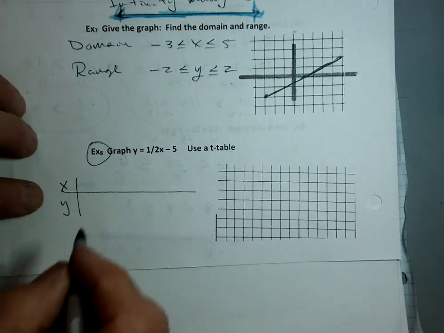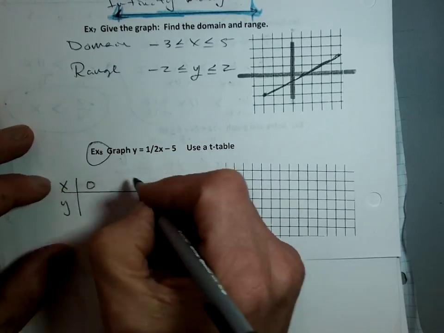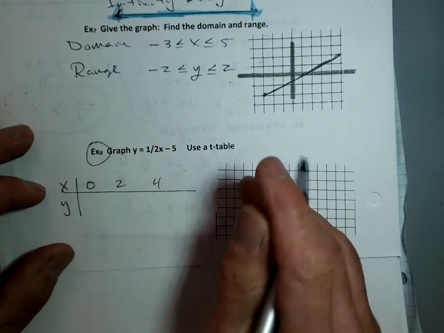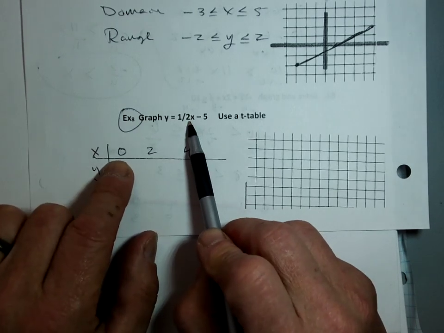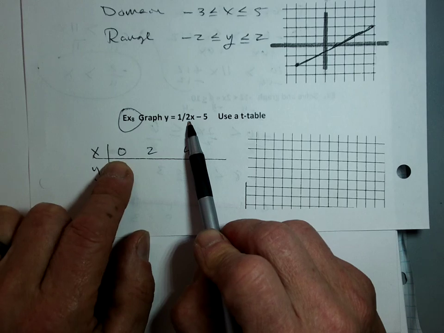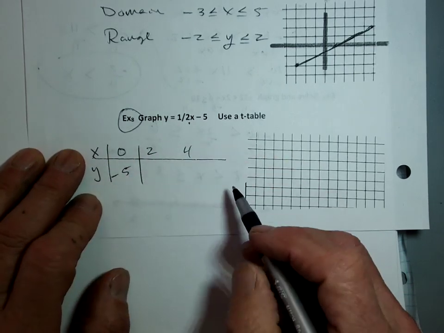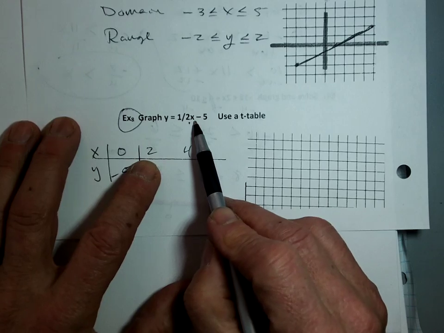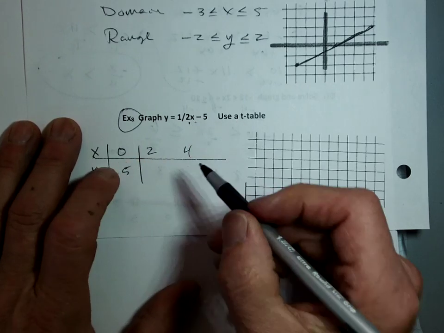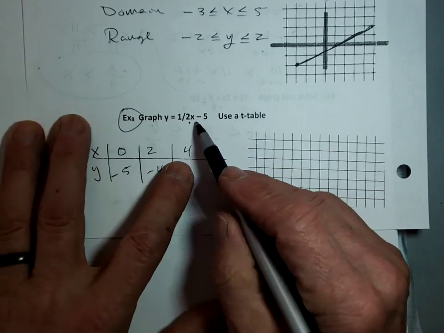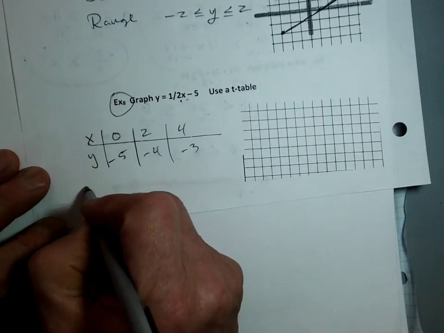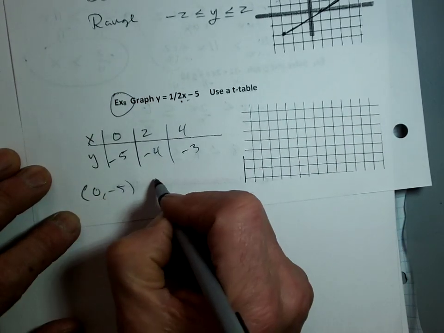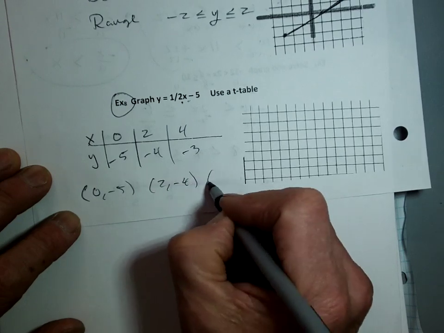I'm going to choose 0, 2, and 4. Again, you can pick any number, but I'm going to pick the easiest numbers. So if I pick 0, half of 0 is 0, and 0 minus 5 is negative 5. If I pick 2, half of 2 is 1, and 1 minus 5 is negative 4. If I pick 4, half of 4 is 2, and 2 minus 5 is negative 3. Well, these are really points: 0, negative 5; 2, negative 4; and 4, negative 3.